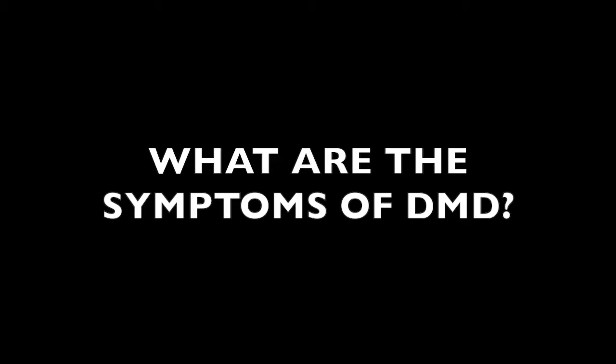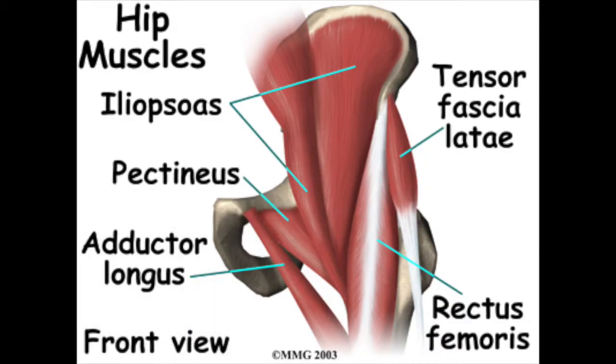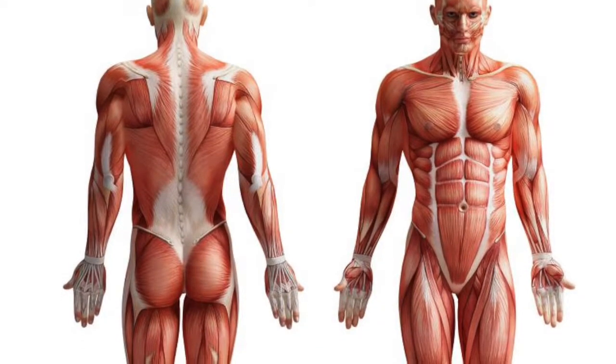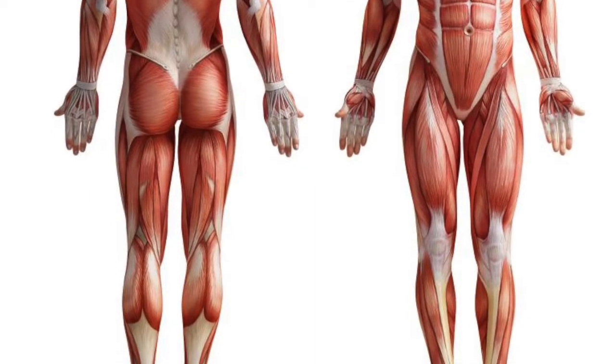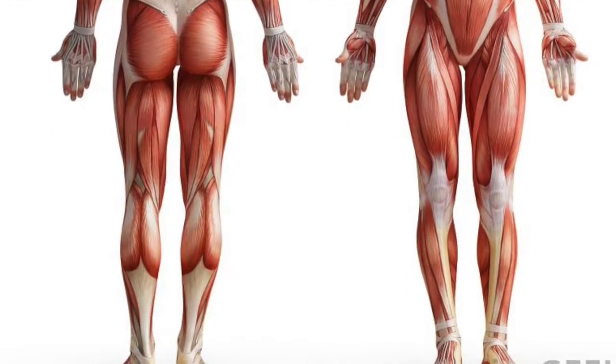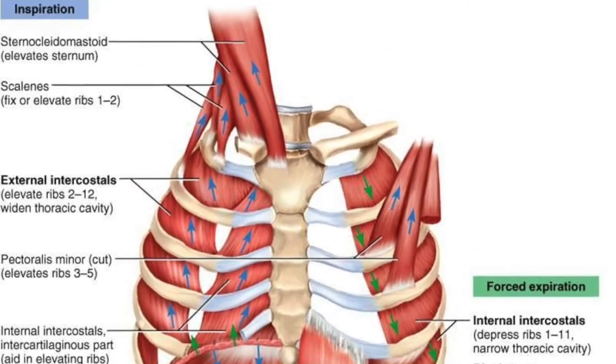But what are the symptoms of DMD? The muscular weakness can begin as early as age 3, first affecting the muscles of the hips, pelvic area, thighs and shoulders, and later the voluntary skeletal muscles in arms, legs, and trunk. The calves often are enlarged. By the early teens, the heart and the respiratory muscles are also affected.